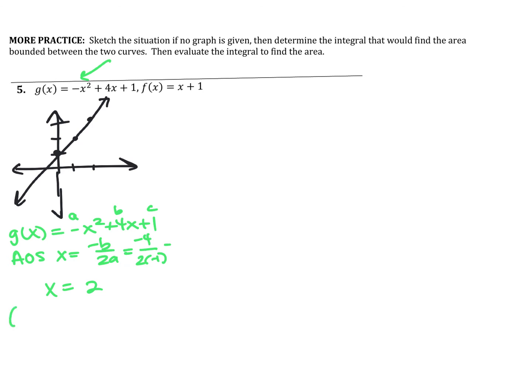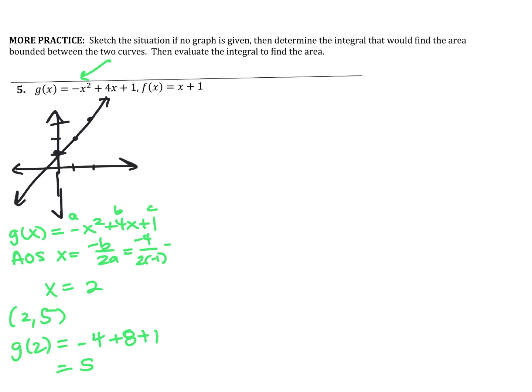To find the vertex, that's the x value of the vertex. To find the y value, I just need to plug that back into g of x. So g of 2 is negative 2 squared. Well, 2 squared is 4, so negative 4 plus 4 times 2 is 8, plus 1, so that's going to be 9 minus 4, which is 5. So the vertex is at the point 2, 5.